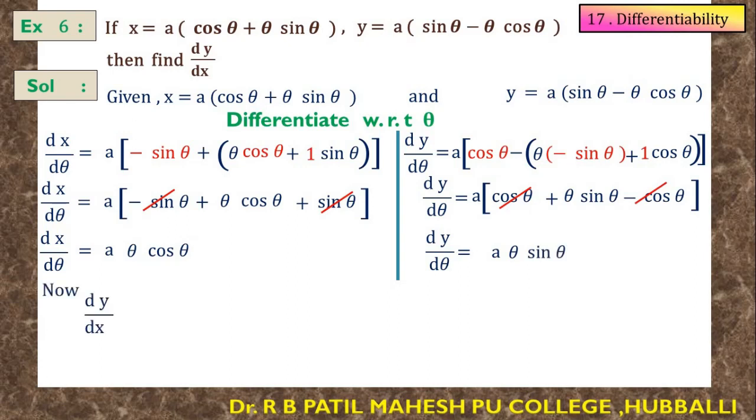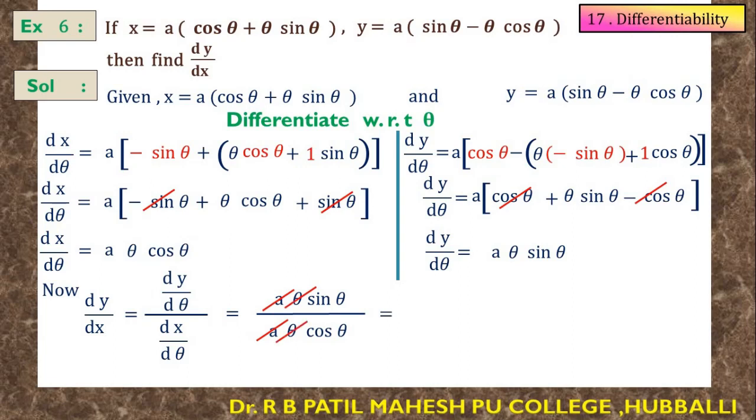Now you know that dy by dx is given by dy by d theta divided by dx upon d theta. Substitute dy by d theta, a theta sin theta, and dx by d theta, a theta cos theta. So a theta in numerator and denominator get cancelled. It becomes tan theta. So this is the dy by dx function answer. I hope you got it, students.